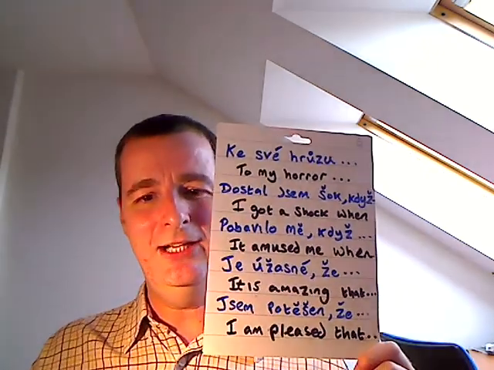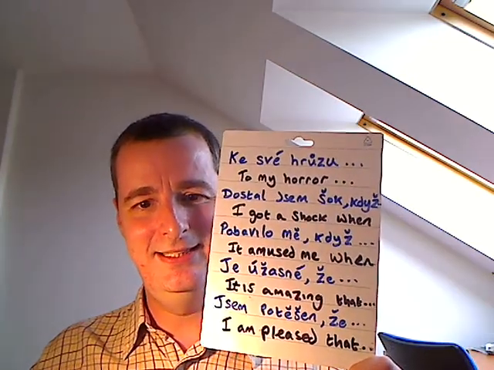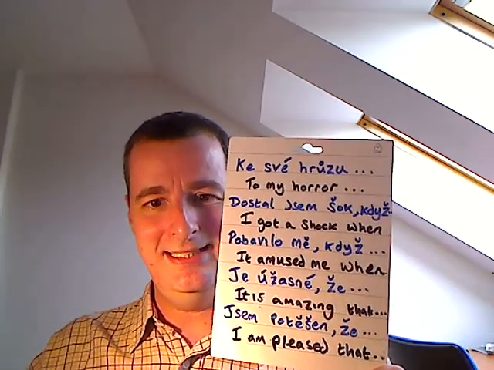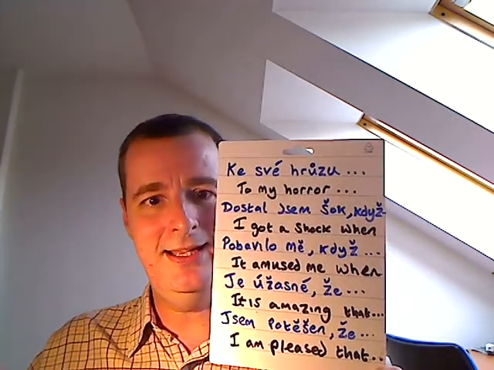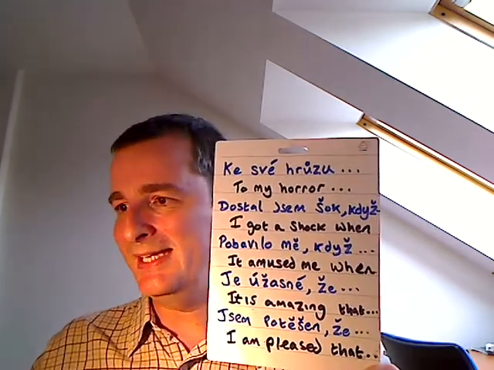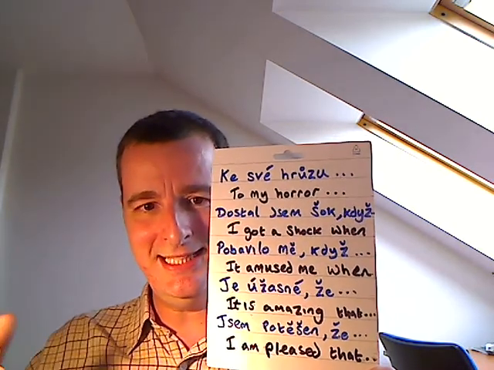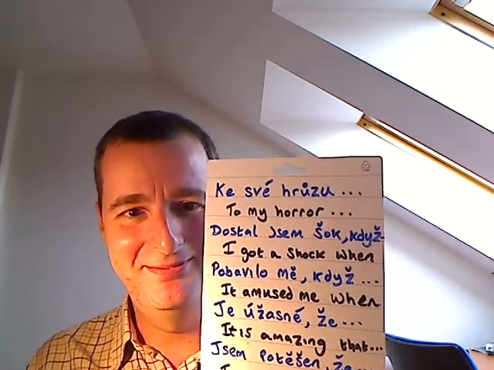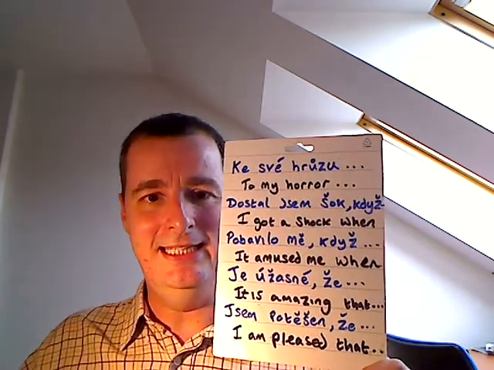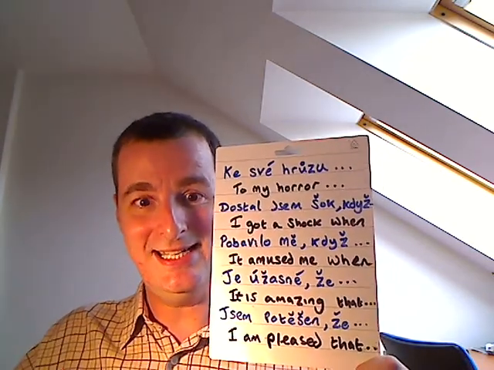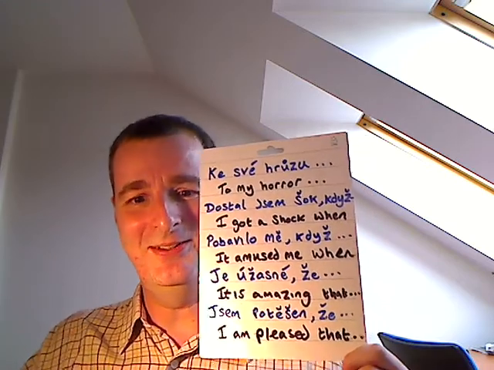So, je úžasné, že. So, it is amazing that. Je úžasné, že takové dobré víno je tak levné. So it's amazing that such a good wine is so cheap. Something like that. Or even if you're drinking the wine, you can say, je úžasné, it's amazing. You see, you can show emotion on its own.